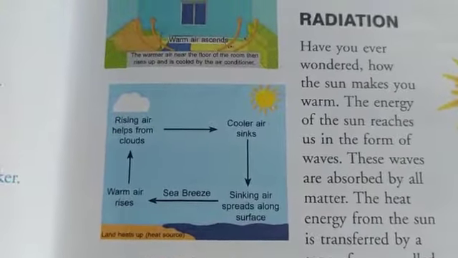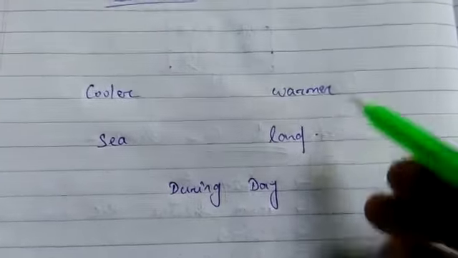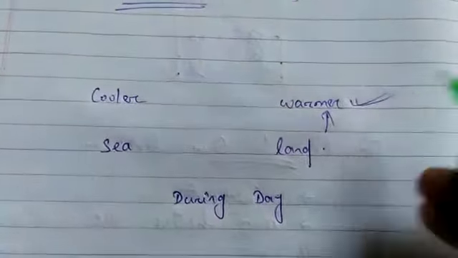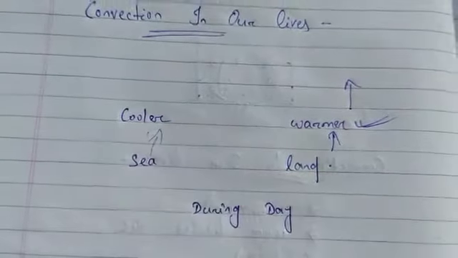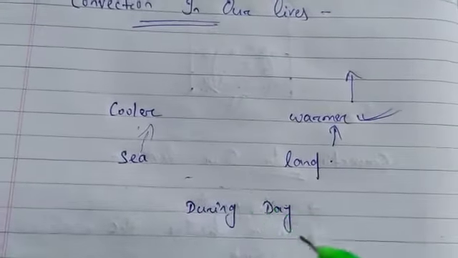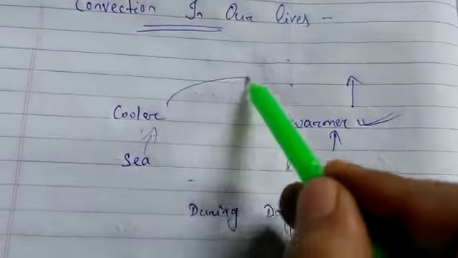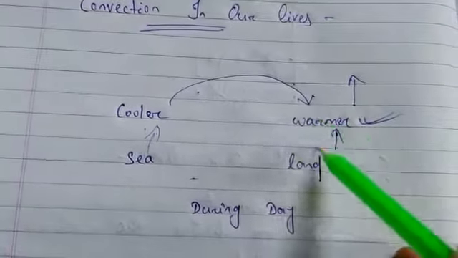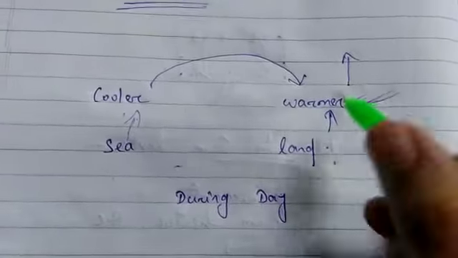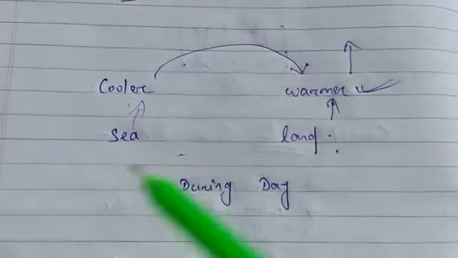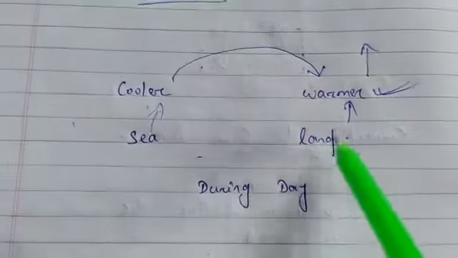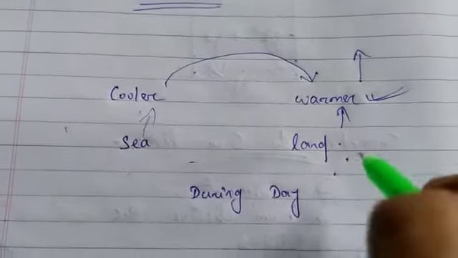Now again I am telling, during the daytime the air above the land is warming very fast and rising up, and the air above the sea is cooler. So during daytime the cooler air from the sea rushes to take the place of the land air, because the land air is warmer, it has already risen. The cooler air from the sea water comes towards the land. So this is called sea breeze.